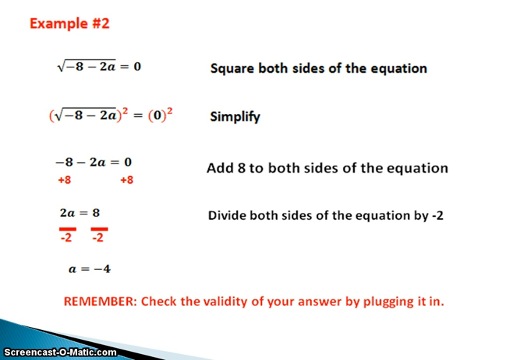And as always, we're going to check our answer back into the original equation just to make sure we have a valid solution. If I substitute negative 4 for a, then I end up with negative 8 plus 8 is equal to 0. So the square root of negative 8 plus 8 is the square root of 0, which is equal to 0. So, in fact, this checks out.